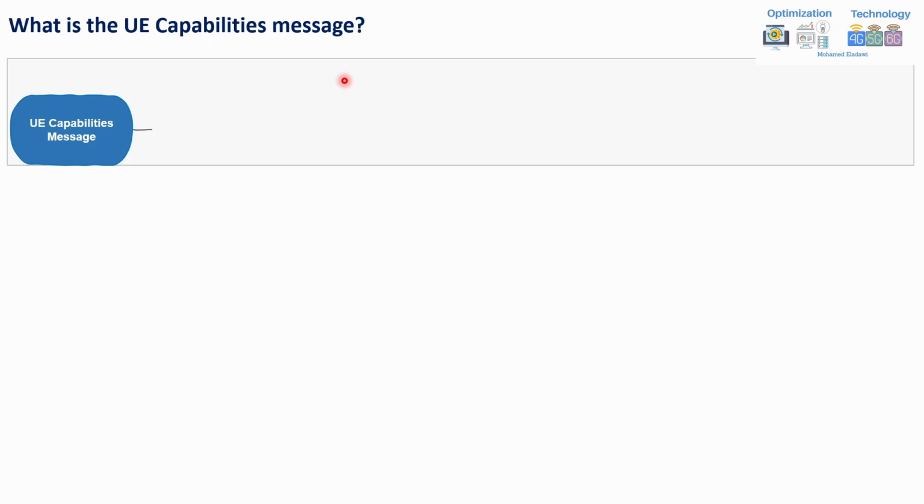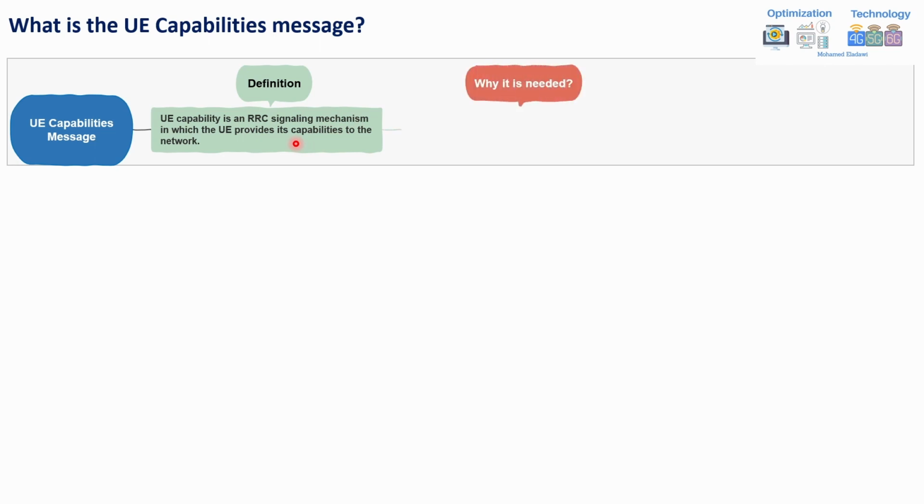Okay, now let's discuss more about the capability messages. First, what is the definition of the capability? It's an RRC signaling mechanism in which the UE provides its capability to the network. So why is it needed by the network? It's needed by the network to be able to take, as mentioned here, accurate scheduling decisions after receiving the capability information messages.